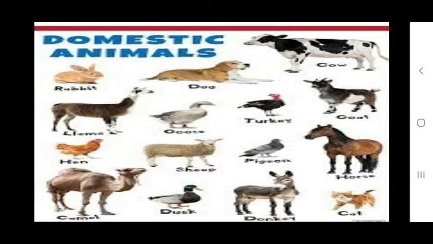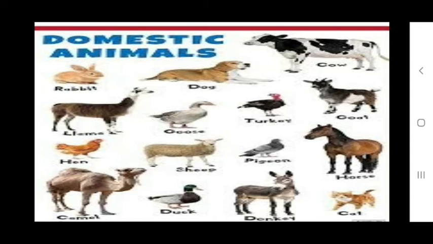And then there are some animals which we find in our house or near our house. So who they are, let's see. There is rabbit, dog, cow, and then you can see the birds also. There are some birds given here. So goose, turkey, goat, hen, sheep, pigeon, horse, donkey, camel, cat. So these are the domestic animals.